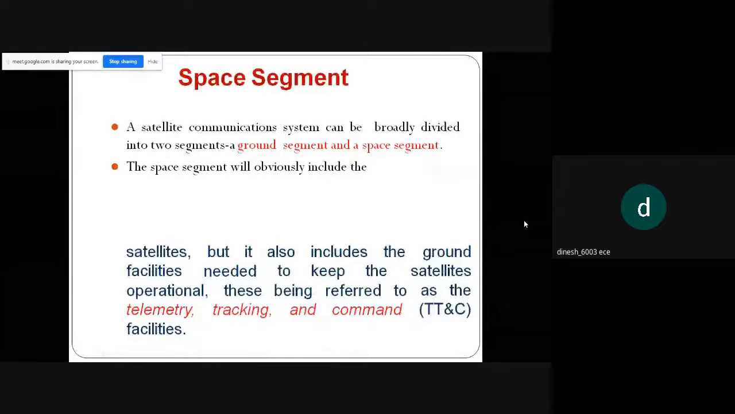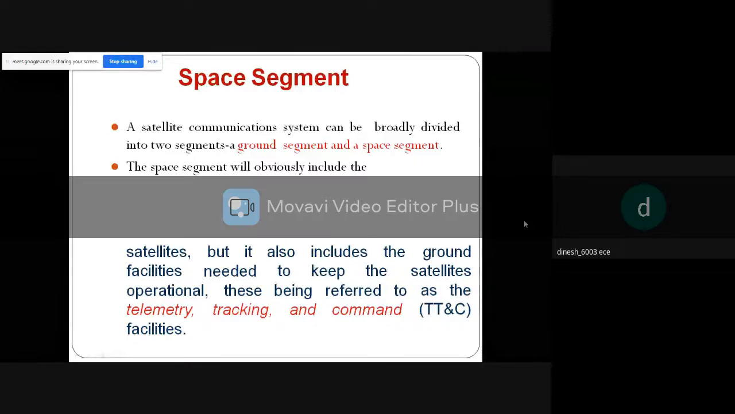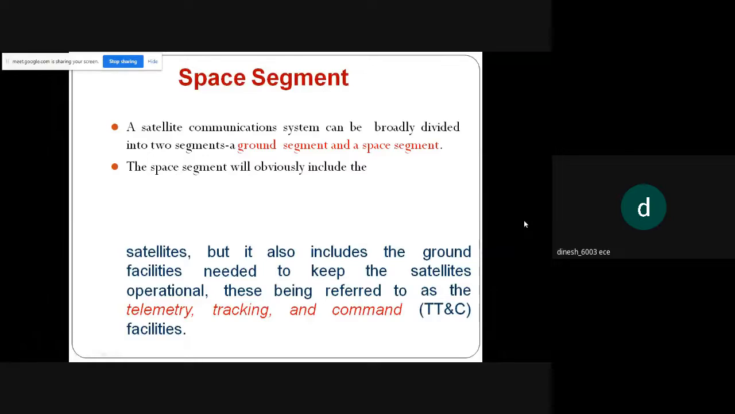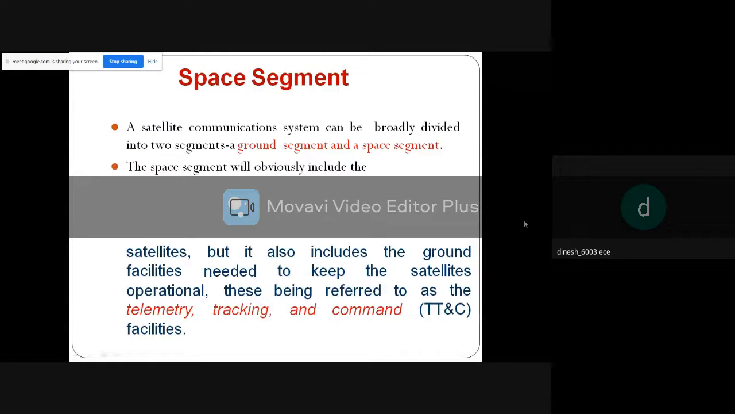So what is a space segment? Obviously, we are familiar with the term called satellite. A satellite is an artificial body or a natural body that revolves around a mass or a body which has mass greater than it.